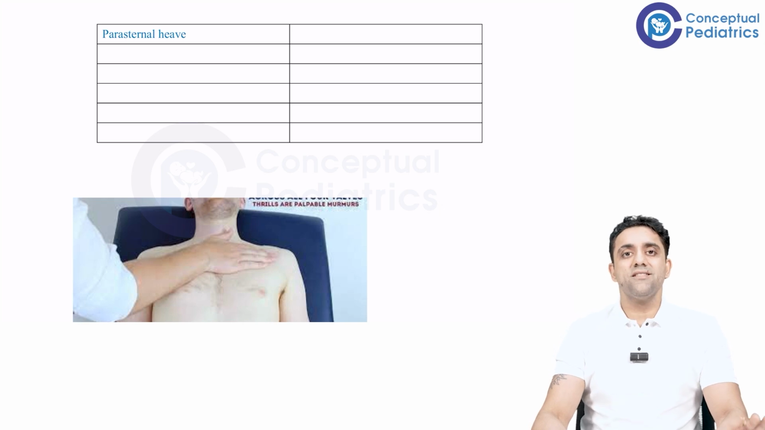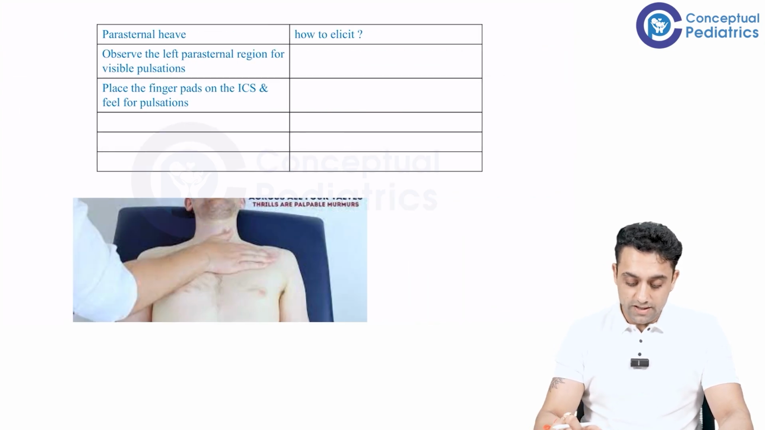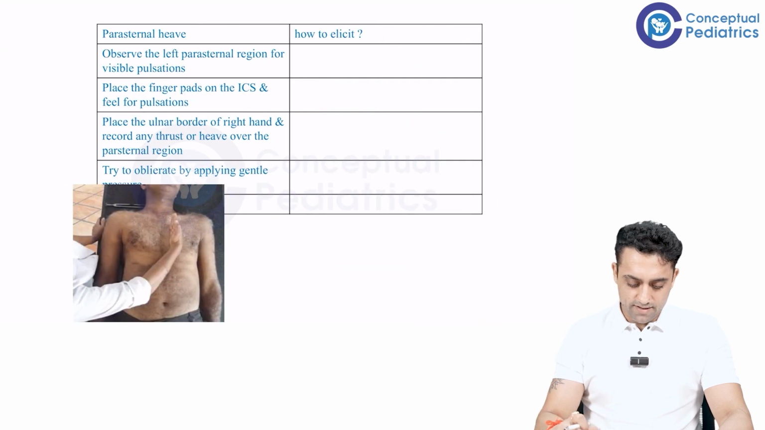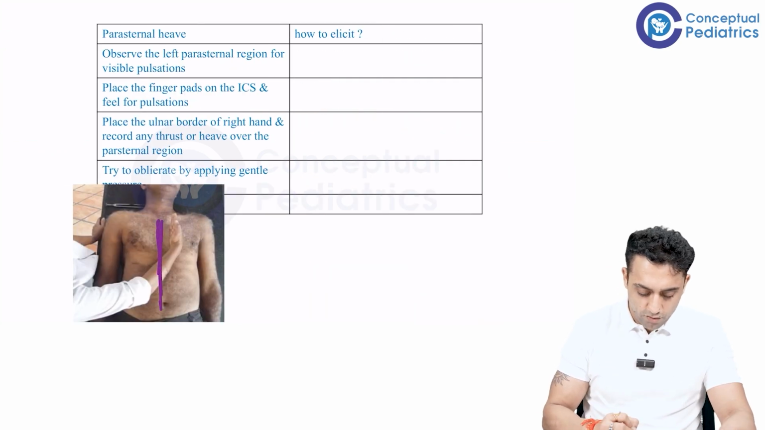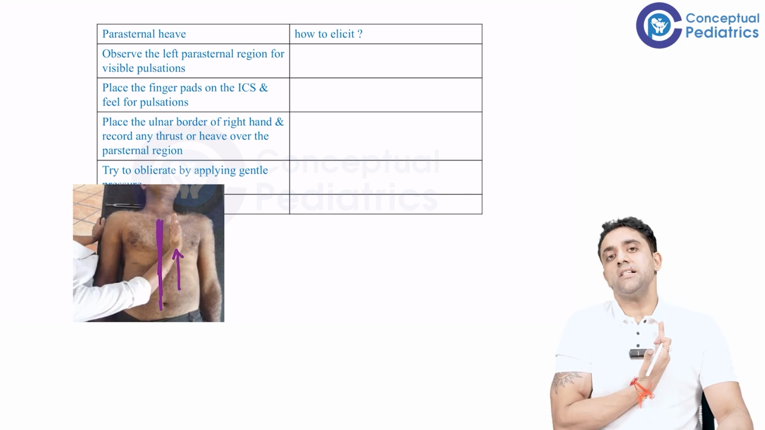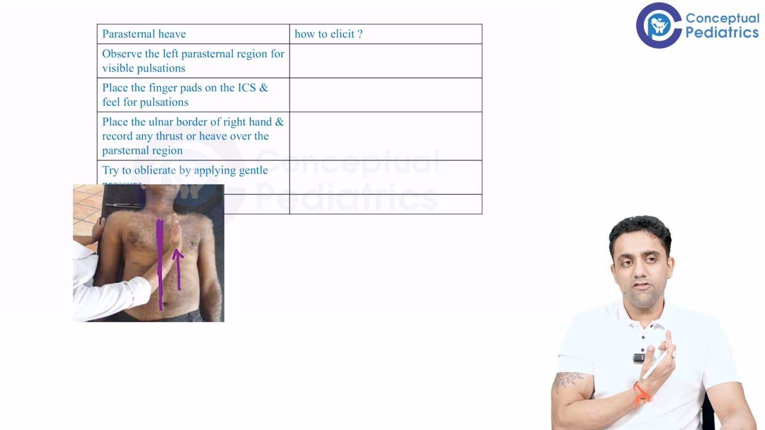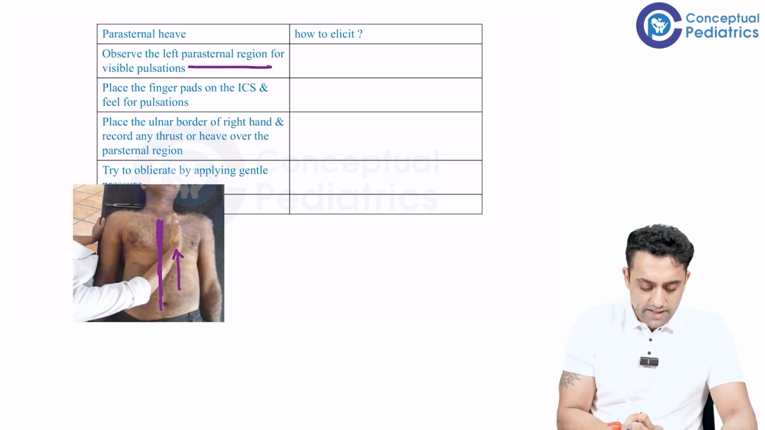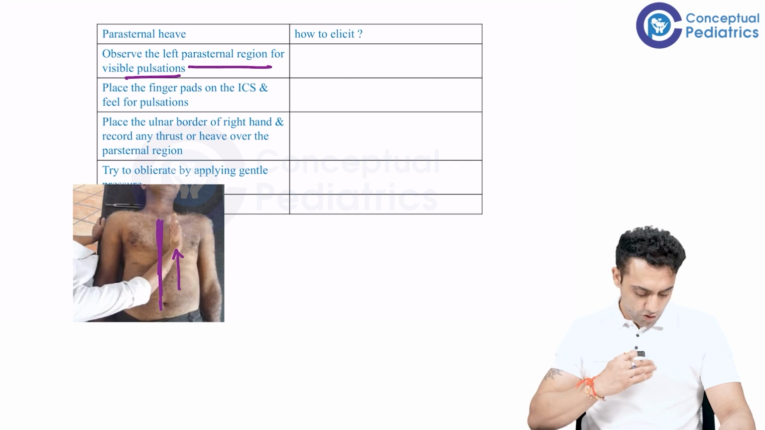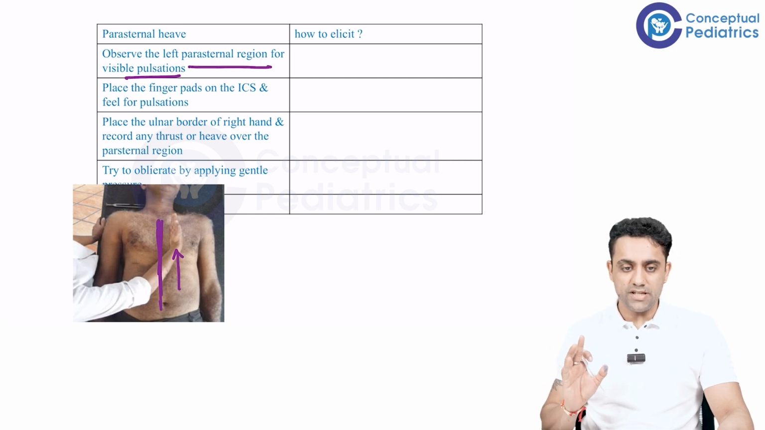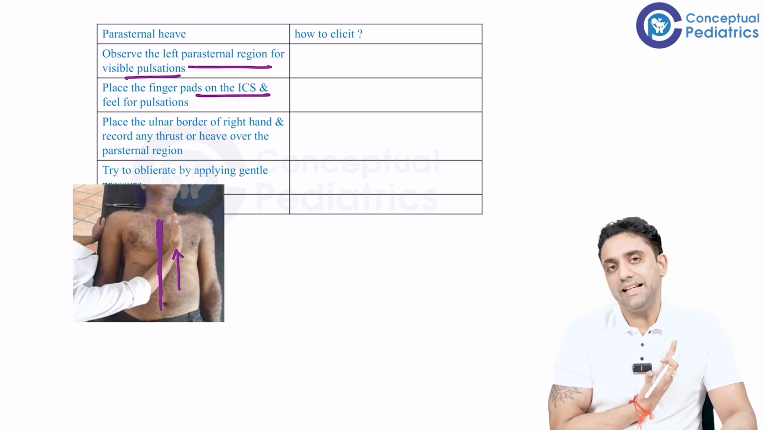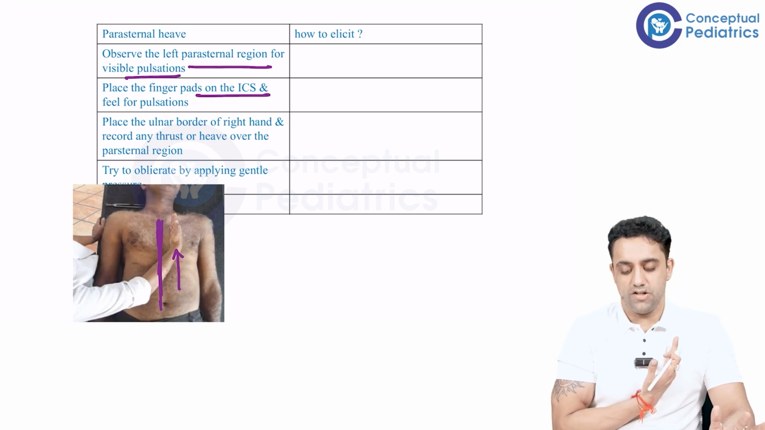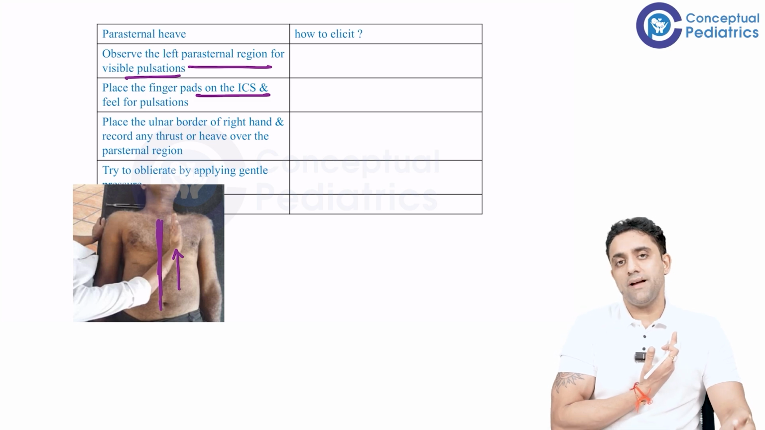Then third, we have parasternal heave. Now it's very easy. I'll show you the parasternum. This is the sternum, and the finger placed over here is the parasternal area. Look for heave, any kind of pulsations. So observe the left parasternal region. First you observe for visible pulsations. If everything looks okay, then you place your finger pads on the intercostal space and feel for pulsations. This is how you do a parasternal heave.